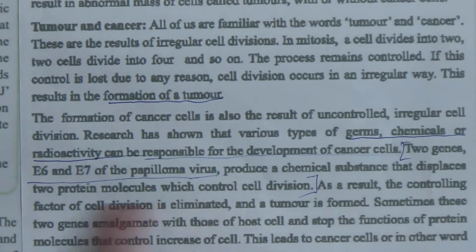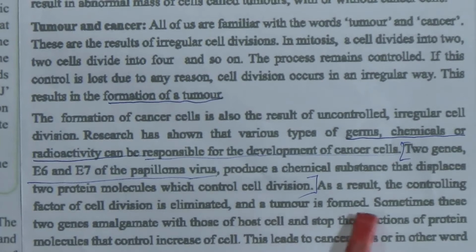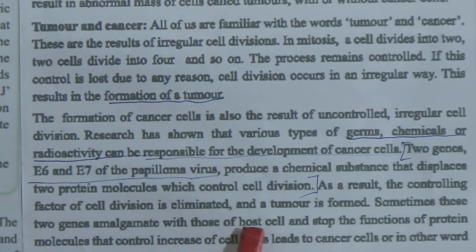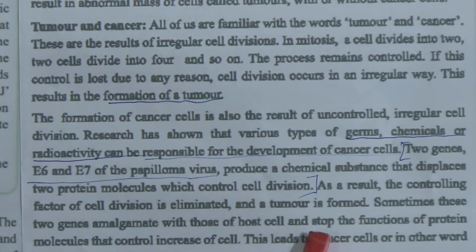As a result, the controlling factor of the cell division is eliminated and a tumor is formed. Sometimes these two genes amalgamate with those of the host cell and stop the function of the protein molecules that control the increase of cells, and this leads to cancer cells, or in other words, cancer.